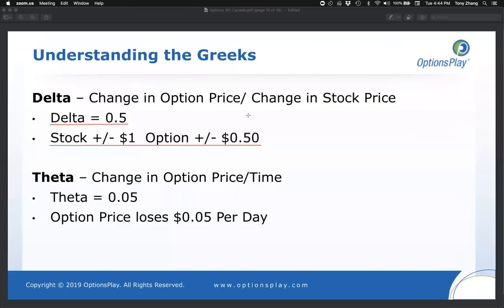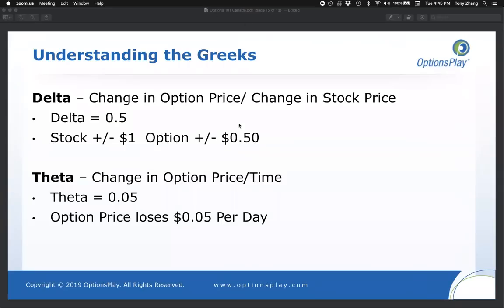So what that means is my $2 option will increase to about $4.50 because it'll move roughly $2.50 in my favor on top of the $2 that I pay. So that's how you can get a rough estimate as to how much money you make on that call option.